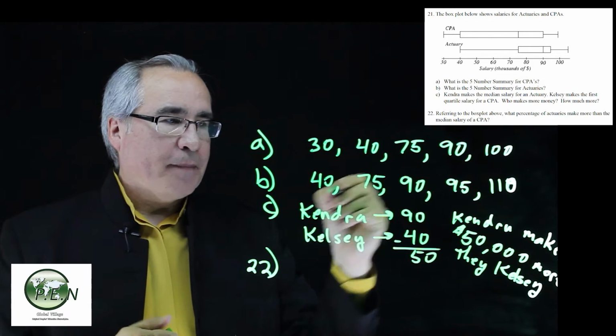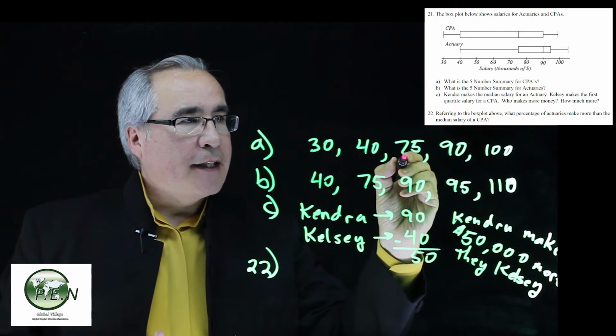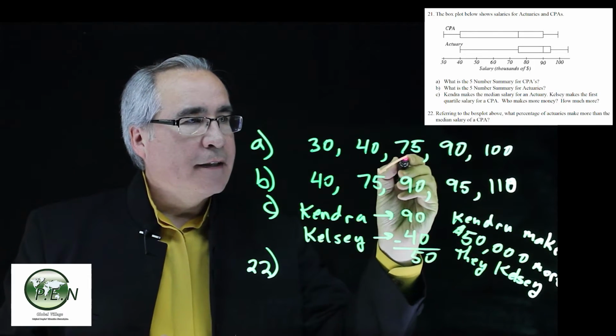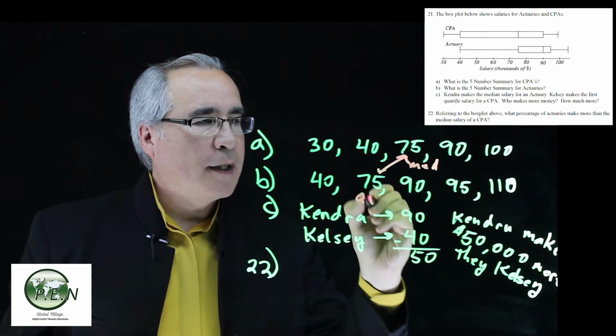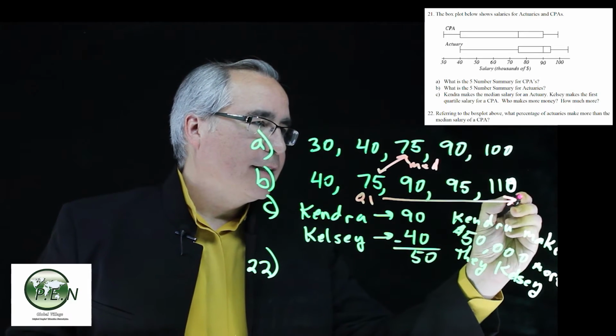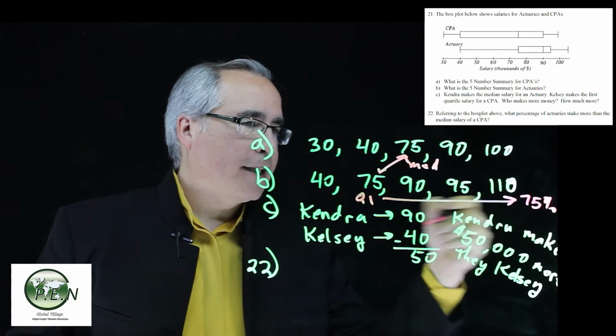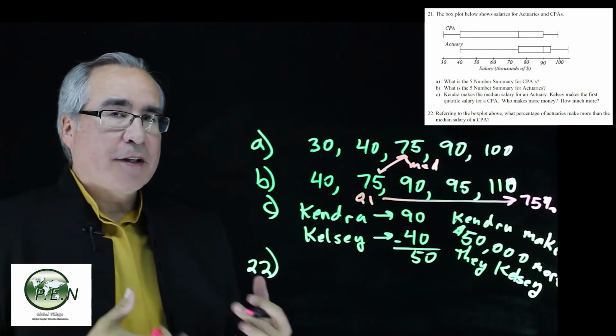So for this one, let me use a little different color. Let's go here. Just note that this is the median up here. This is Q1. Since those match up, there are 75% that would be higher, so 75% make more than 75,000.